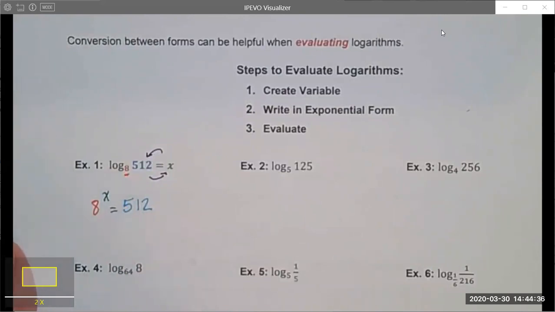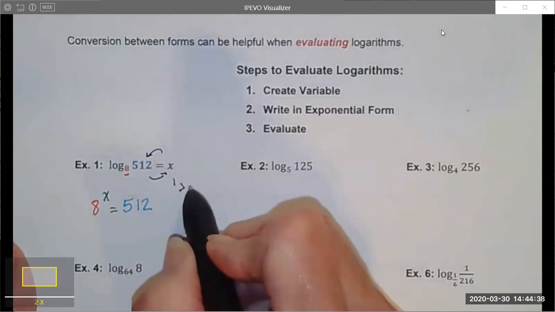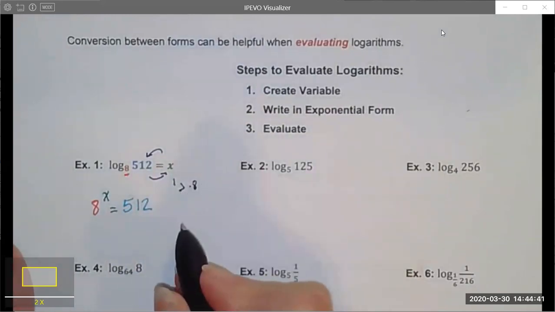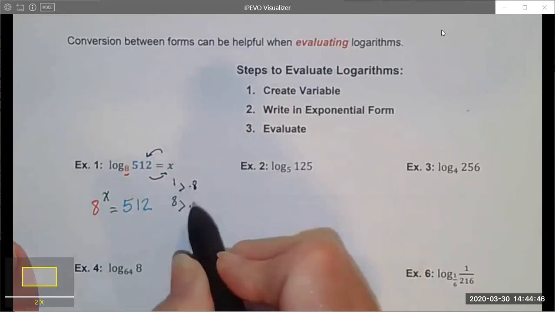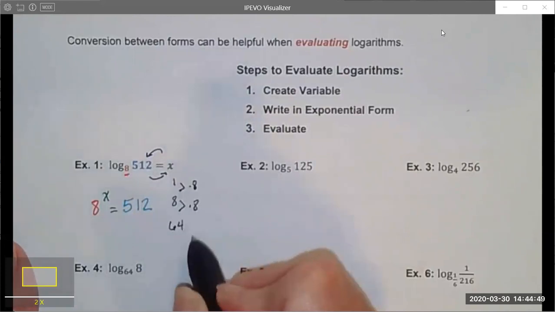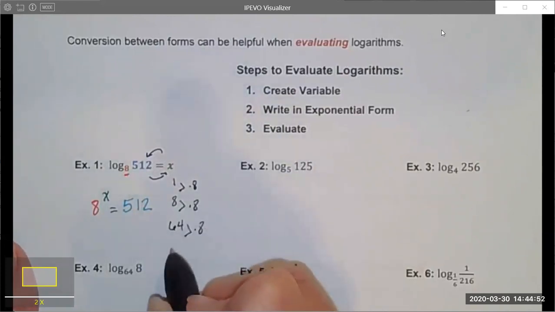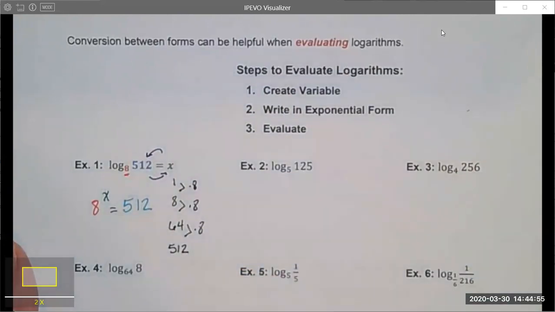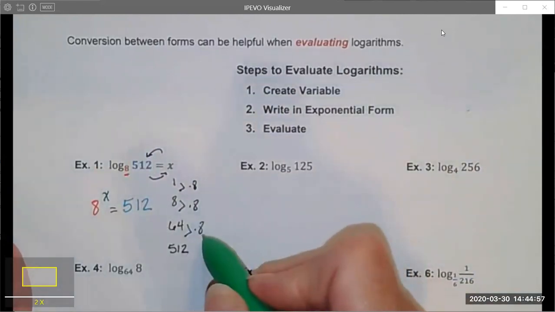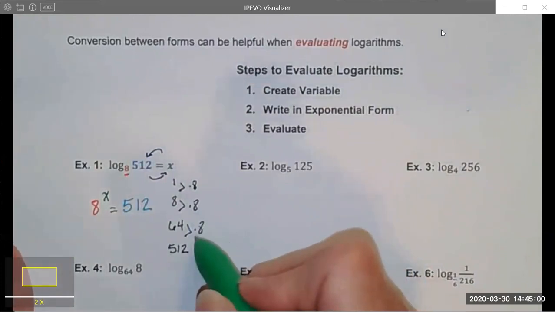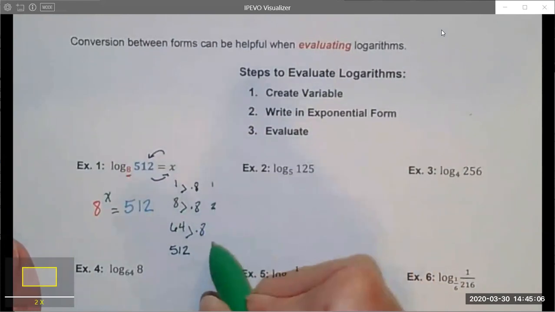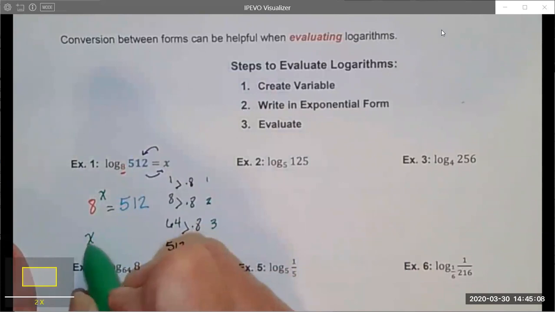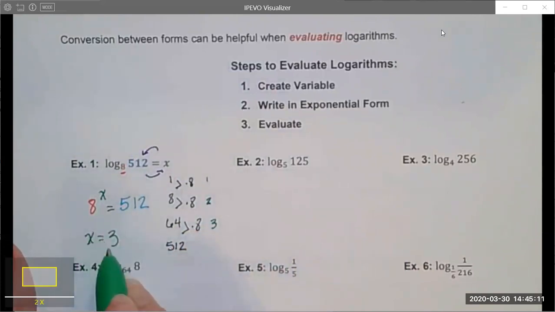We can also do this by hand. I can start with 1 and multiply by 8. It's exactly the same as what we did in the warm-up. 1 times 8 is 8. Times 8 again is 64. Times 8 again, there's my 512. So to find the value of x, I just need to count how many times I needed to multiply 8 to get 512. 1, 2, and 3. So x equals 3. 8 to the third power gives me 512.